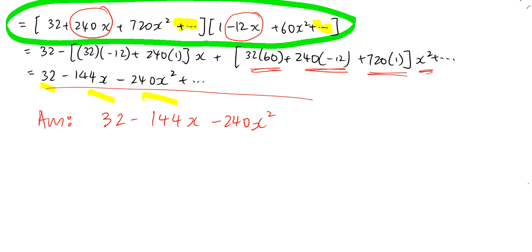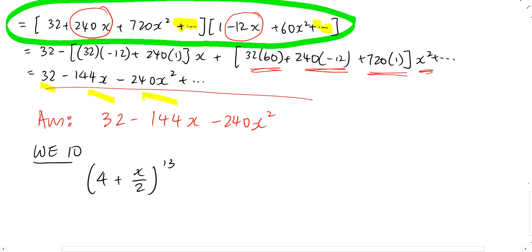Next, work example number 10. This one is a very important question. Find the 8th term in the expansion of (4 + x/2) to the power of 13. Although it is very important, I think you'll be able to get it quite soon. Do you want to expand everything out and then find the 8th term? What better way is there?